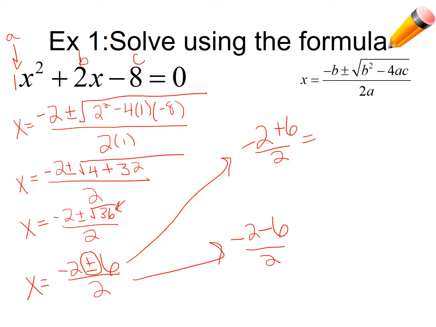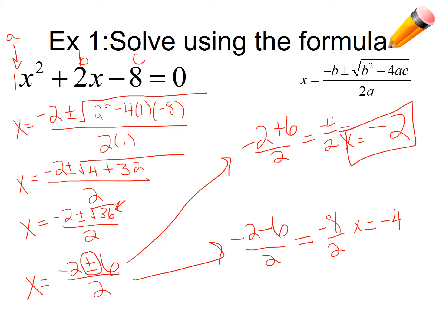So negative 2 plus 6 is 4, divided by 2 is 2. Negative 2 minus 6 is negative 8, divided by 2 is negative 4. So we get x is equal to 2 and x is equal to negative 4. So that's how we use this formula, and that is example 1. Let's go on to example 2.